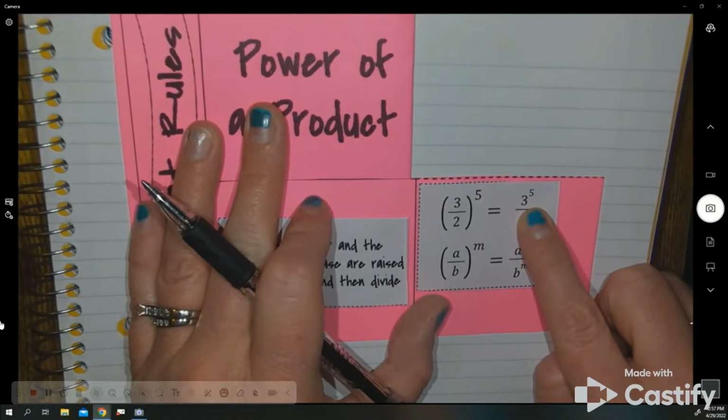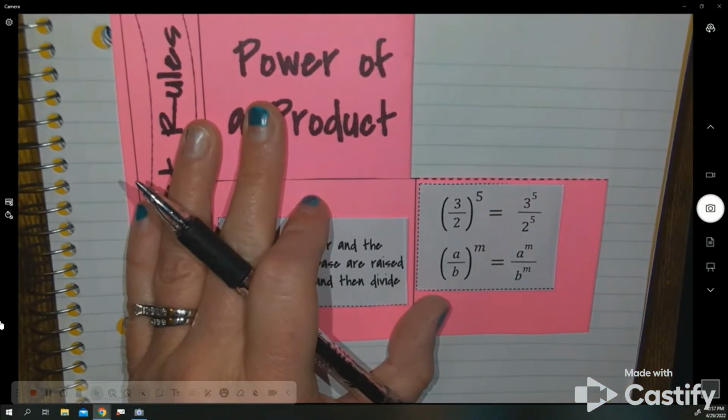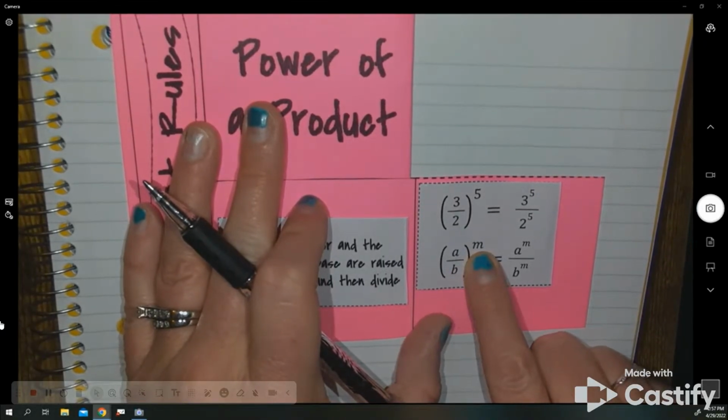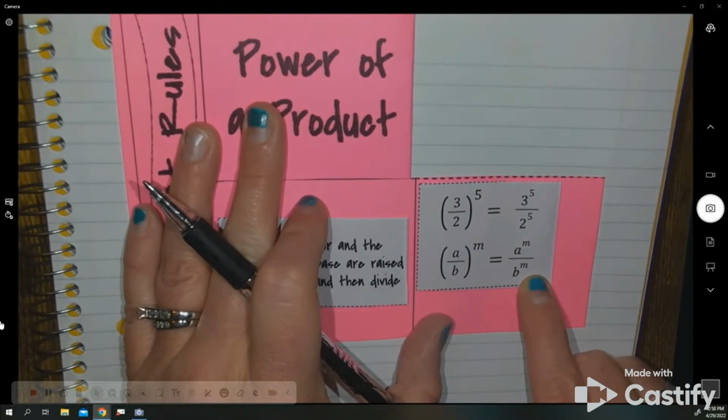So I could find what 3 to the 5th is and then divide it by 2 to the 5th and get either a simplified fraction or perhaps a whole number, or in some instances a decimal. This one we have a over b raised to the m power. So it's the same as a to the m over b to the m. So let's see how we can apply these two rules in a couple of examples.